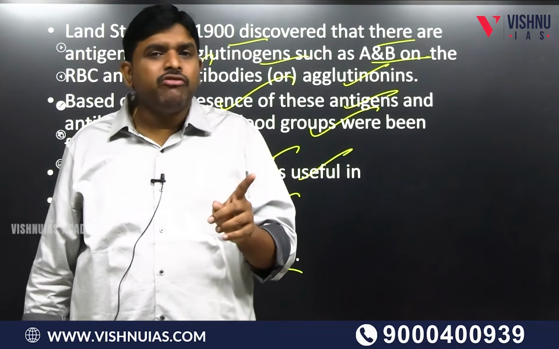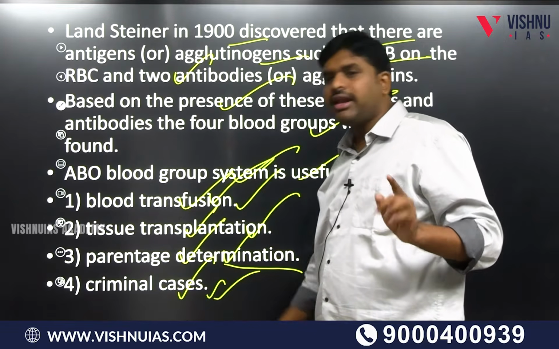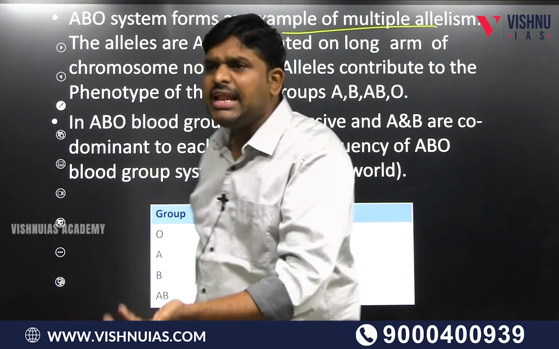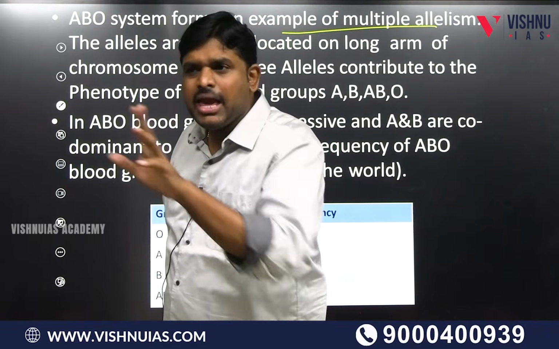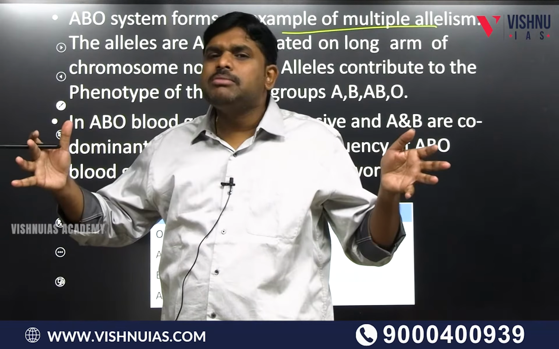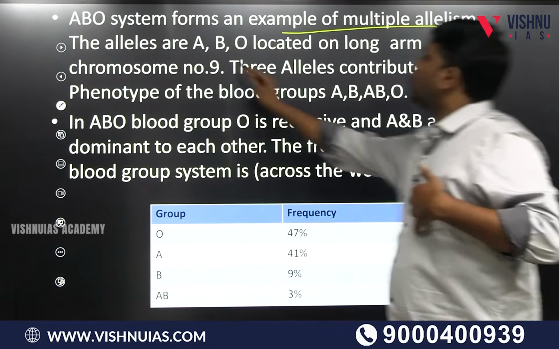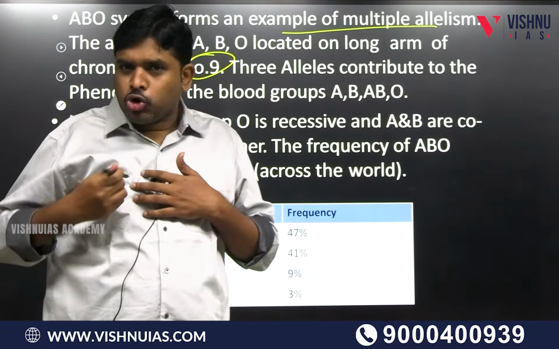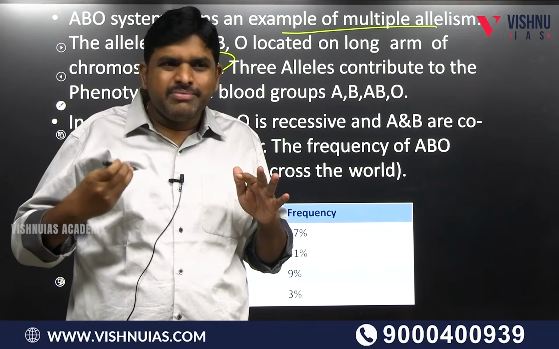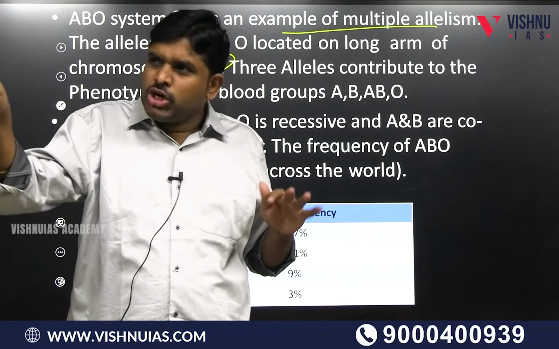In this way, the study of blood will be helpful in blood transfusion, tissue transplantation, and parentage determination. The ABO system forms an example of multiple allelism. A is an allele, B is an allele, AB, and O. It means the ABO blood group system is the best example of multiple allelism. On chromosome number 9 there is a gene. The main function of the gene is to decide which blood should be produced.